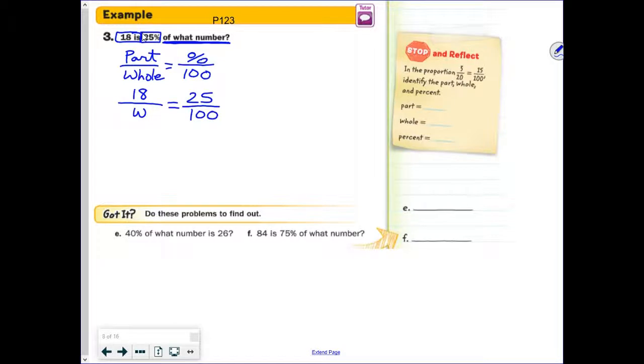To solve proportions, we cross multiply. So I have 25W equals 18 times 100.